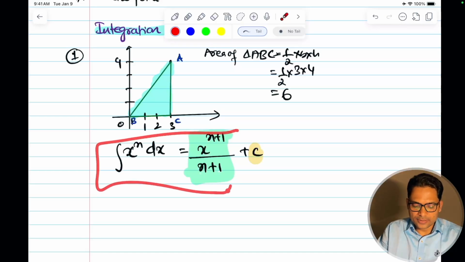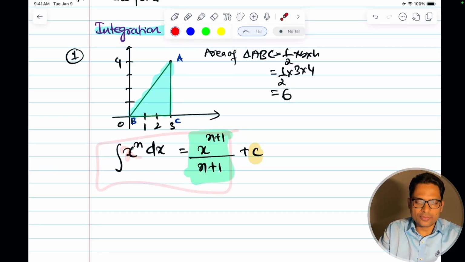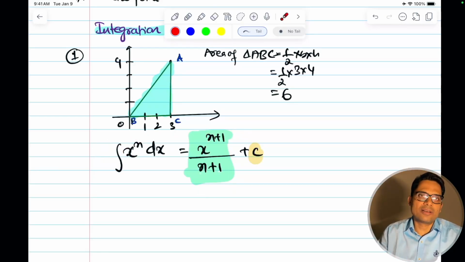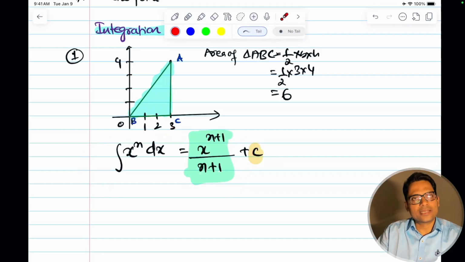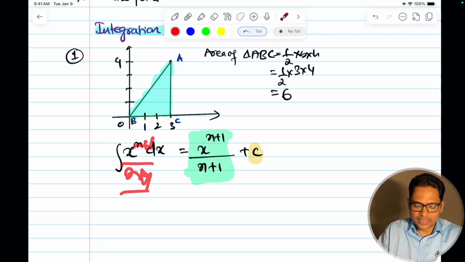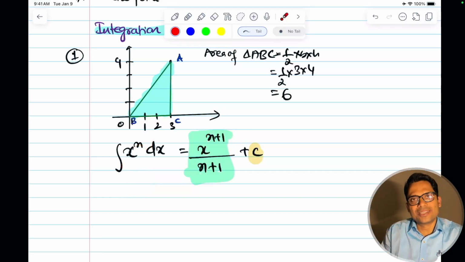This is for integration. If we have x^n, similarly for log x, sin x, everything will have a different formula. But this is the most common format we'll discuss to understand the concept. So for x^n, we increase the power by 1 and divide by the increased power. It's the opposite of the derivative. So integration is nothing but summation.